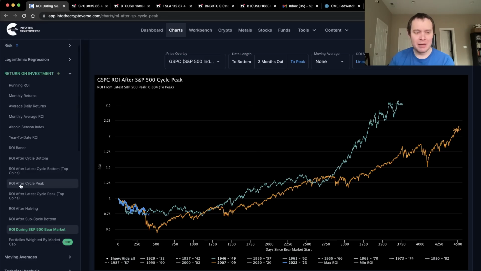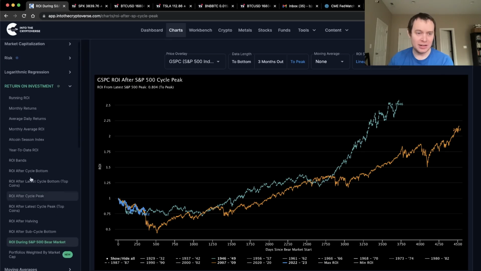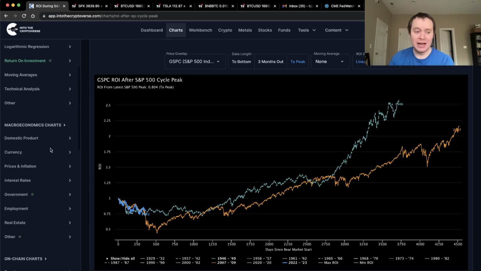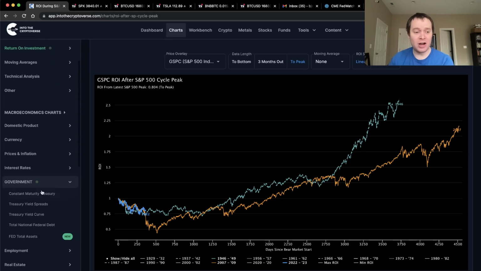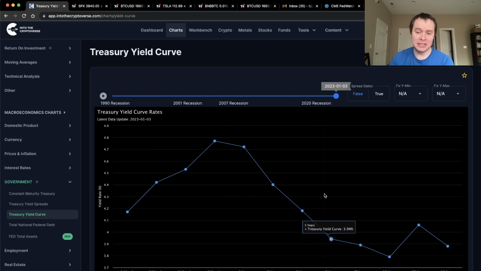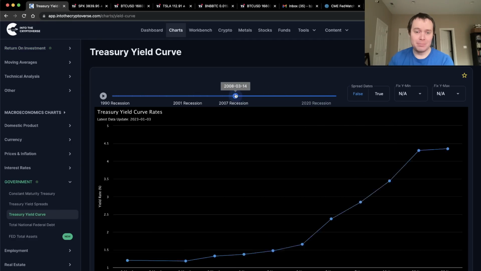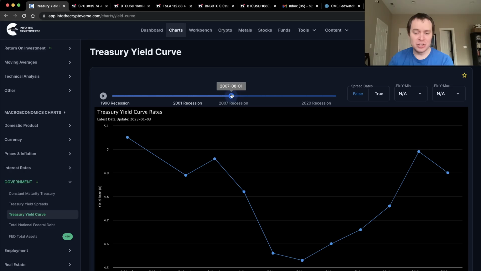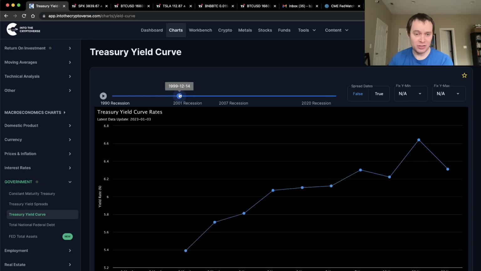But I will say there is still evidence to suggest that the bear market is not yet over. Some of that evidence would include things like the yield curve and the inversion of the yield curve. We've talked about this quite a bit. If you take a look at the yield curve, you can see that it's actually quite inverted. And before prior recessions, we also saw similar types of inversions.